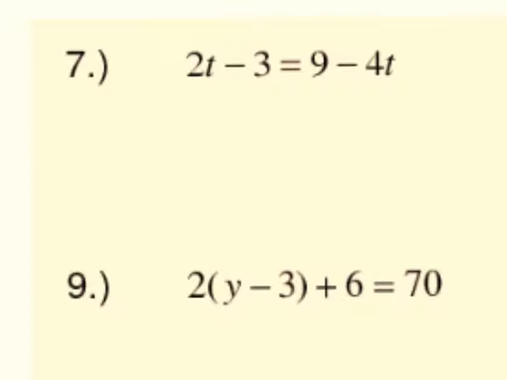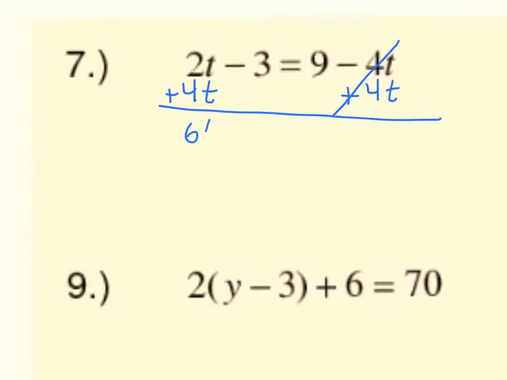2t minus 3 equals 9 minus 4t. Well, first step is to combine like terms. So I'm going to add 4t to both sides. And when I do that, this is going to cancel out the negative 4t and the positive 4t. So I'm left with 6t minus 3 equals 9.